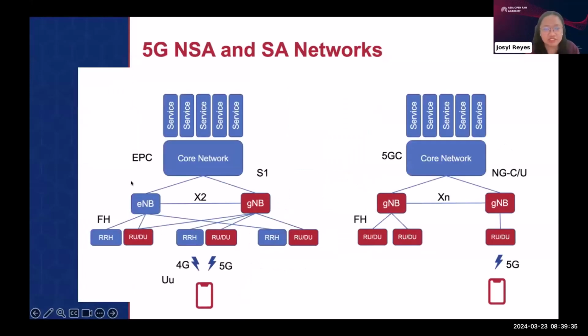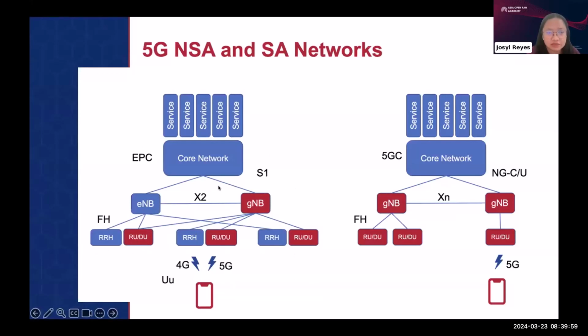And then for 5G, we have the two general types. We have the non-standalone and the standalone networks. So when I say non-standalone, the 5G RAN would rely on the 4G core network. So as you can see on the left, we have the non-standalone case.